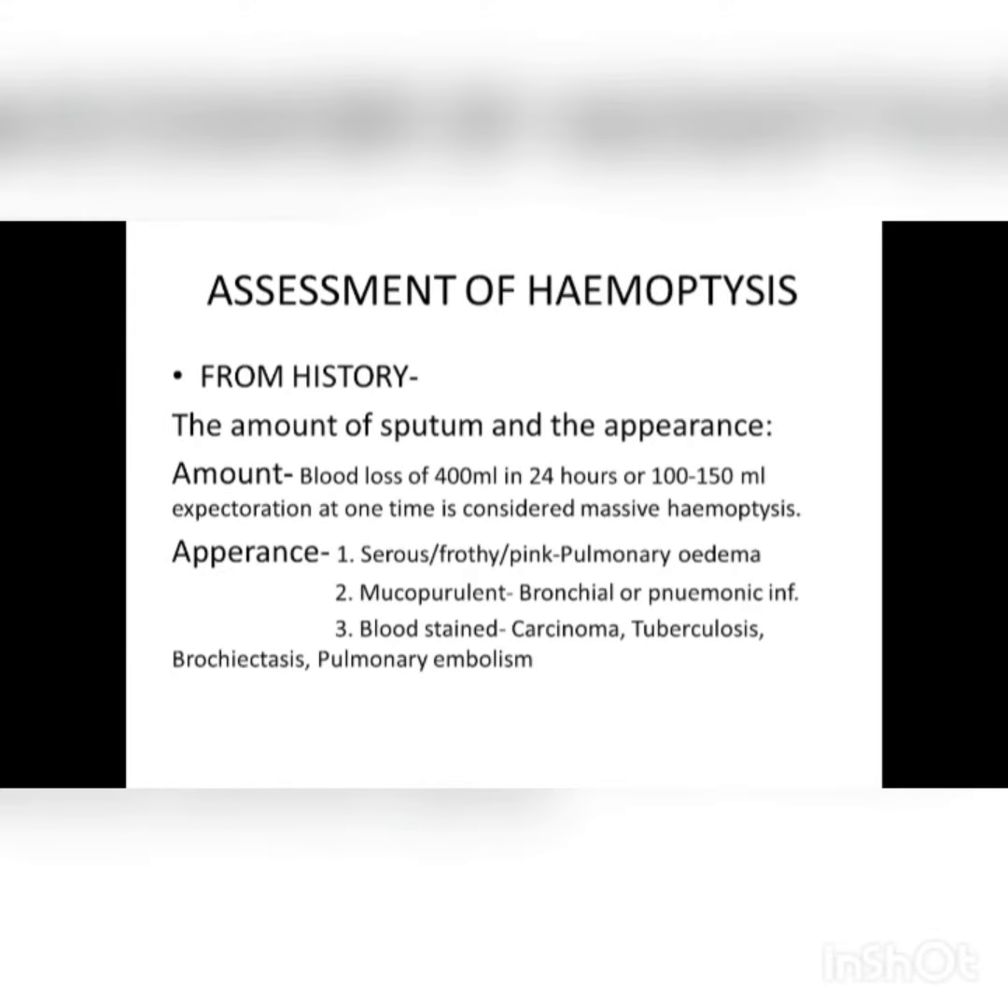Assessment of hemoptysis. From history, we ask two things: the amount of sputum and the appearance. Amount: blood loss of 400 ml in 24 hours or 100 to 150 ml expectoration at one time is considered as massive hemoptysis. Appearance: if the sputum is serous, frothy, pink, it can be due to pulmonary edema. If it is mucopurulent, it can be due to bronchial or pneumonic infection. If it is bloodstained, it can be due to carcinoma, tuberculosis, bronchiectasis, or pulmonary embolism.